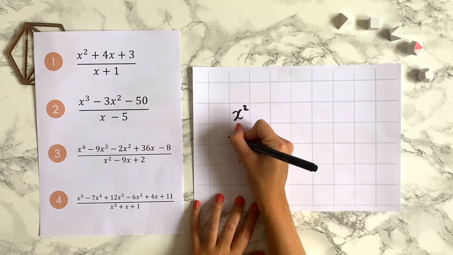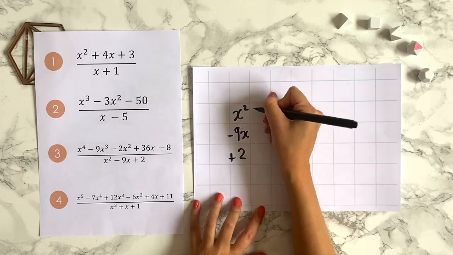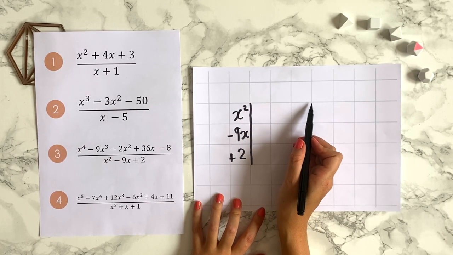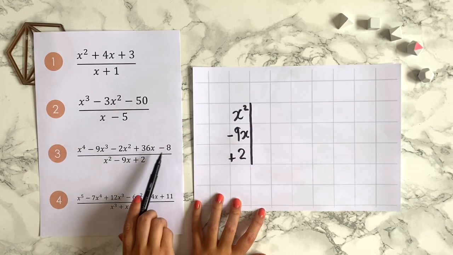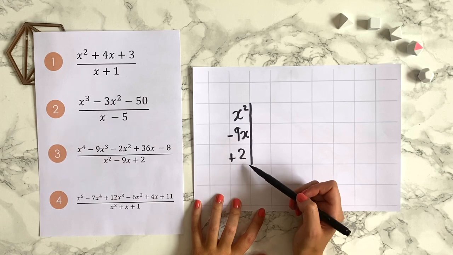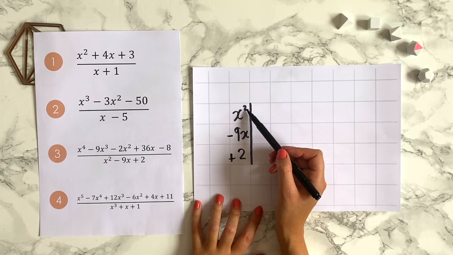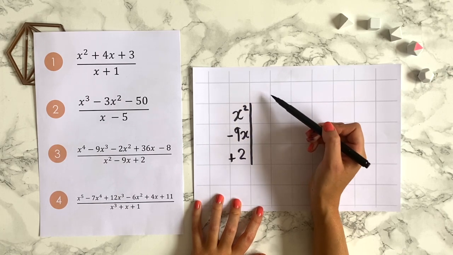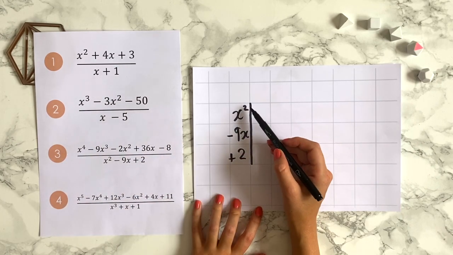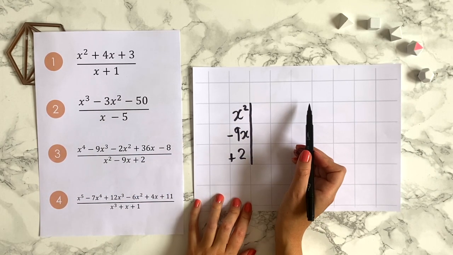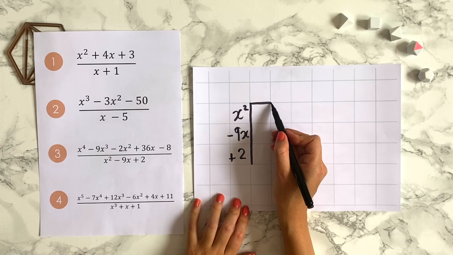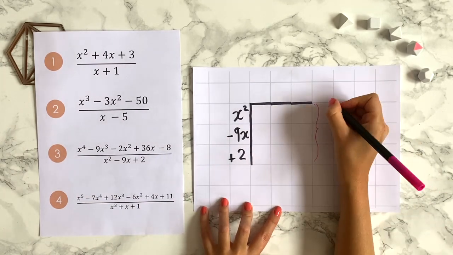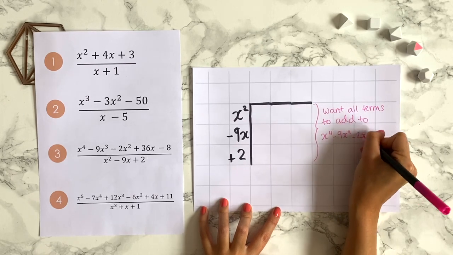So again, what we do is we write the thing we're dividing by down the side. This time it's a quadratic. And then we're going to draw a line across the top. We need to think about how long we want this line. So how can we make a quartic, an equation with x to the 4, from an equation with x to the power of 2? Well, we need to multiply this term by another quadratic, because x squared times x squared will give us x to the power of 4. So this needs to be a quadratic on the top. So we need an x squared term, an x term, and then a constant term, a number term here. And remember, we want all the terms inside the grid to add up to the thing we're dividing.